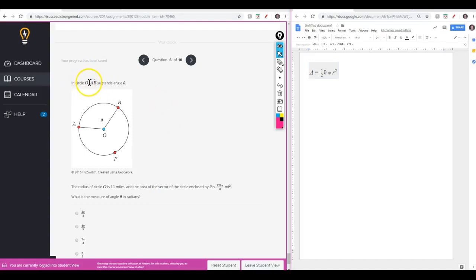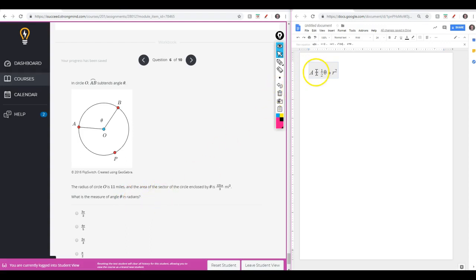Okay, in circle O, arc AB subtends angle theta. The radius of circle O is 11 miles, and the area of the sector of the circle enclosed by theta is 121 pi thirds miles squared. What is the measure of the angle theta in radians?